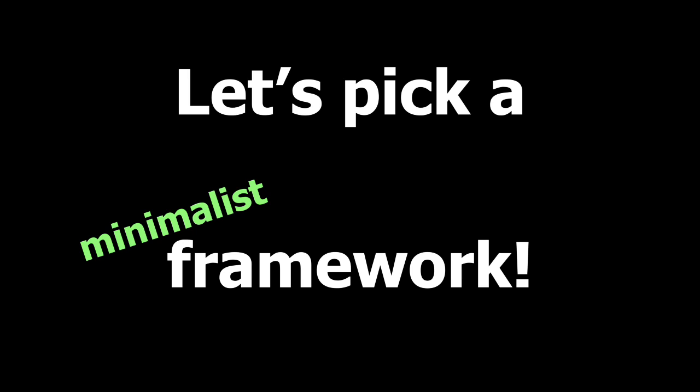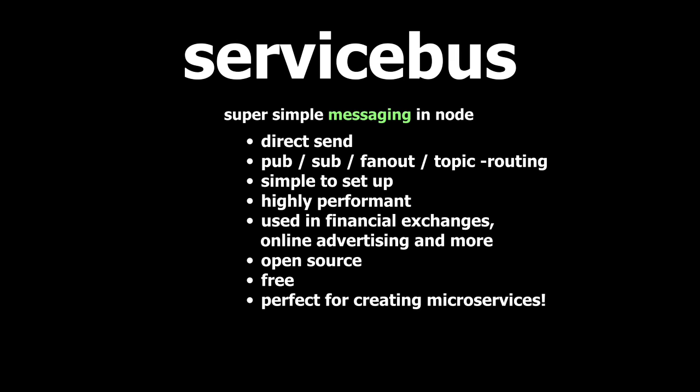So let's pick a framework. How are we going to use RabbitMQ from Node? Let's pick a minimalist framework and make sure that it's not some big unwieldy thing like Rails where you just want a piece of it but you get all of it. So I wrote, and this is actually one of the first things I ever wrote in Node when I was starting GoChime, and I wanted to make sure I could build these distributed systems, Service Bus, it's super simple messaging in Node. It's basically the simplest API you can make on top of RabbitMQ.